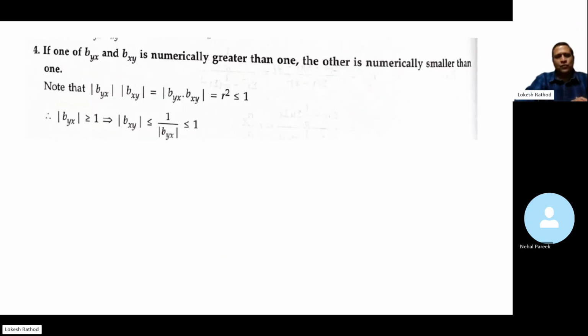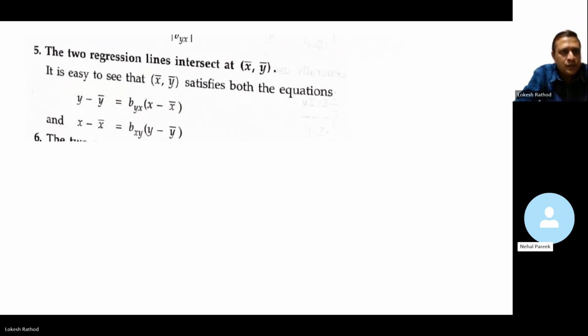Next property. If one of bYX and bXY is numerically greater than 1, the other is numerically smaller than 1. That's obvious because their multiplication is between 0 and 1. So if one number is greater than 1, the other has to be less than 1. Are you getting it? The product is R square and R square is less than 1. So this is just an observation. This will not help us in a question, but as an MCQ, you can keep this in mind.